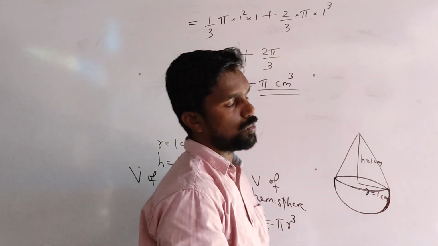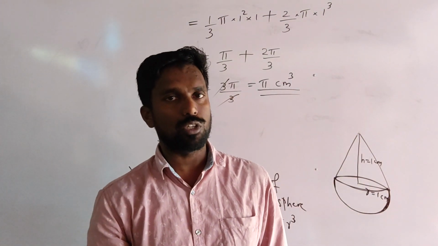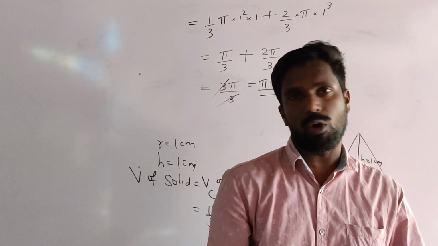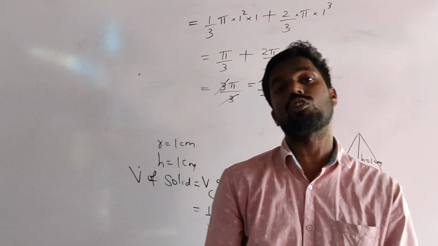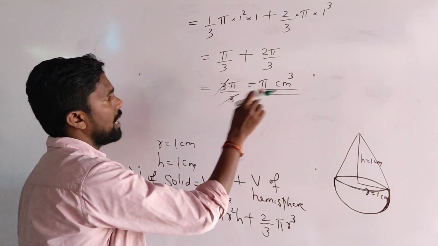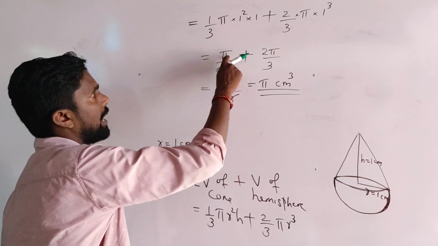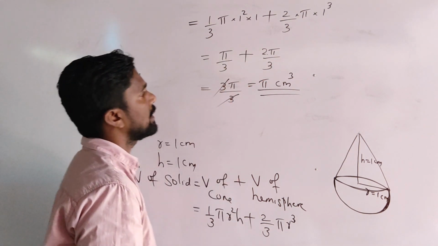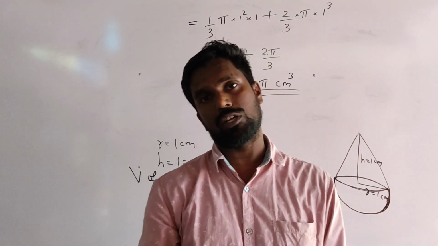Centimeter cube. This is the volume. So the volume of the solid is equal to pi centimeter cube. No need to substitute 22/7 because they ask for it in terms of pi. Pi plus 2 pi is 3 pi, 3 pi by 3 is pi. Pi centimeter cube.